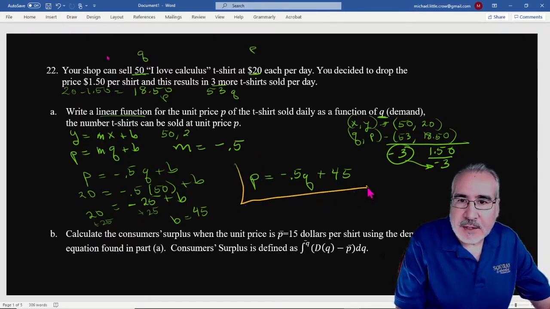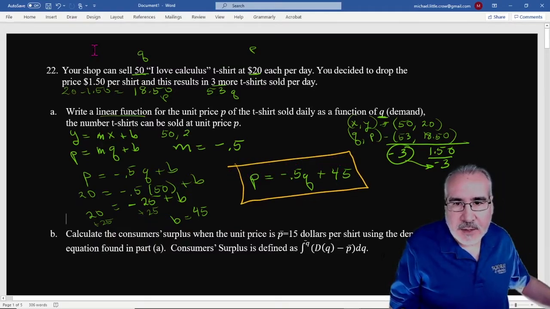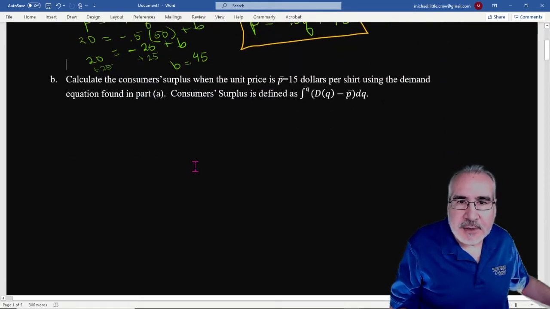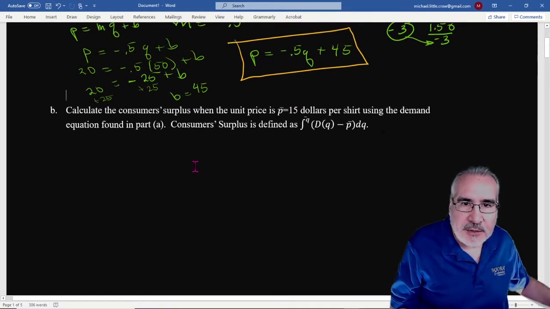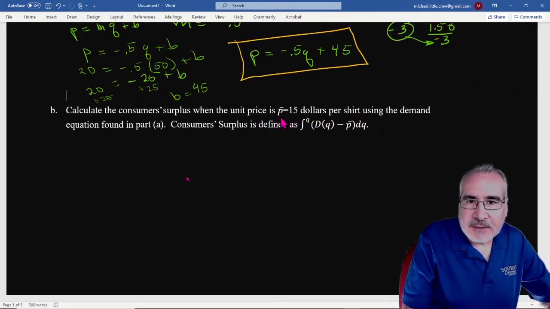I'll box that in. Okay, so we're on track here. So now we're going to do something else. We're going to say, hey, we got some surplus shirts or something. Instead of selling for $18.50, we're going to drop it to $15. We're going to sell more shirts. We're selling them at a lower price.